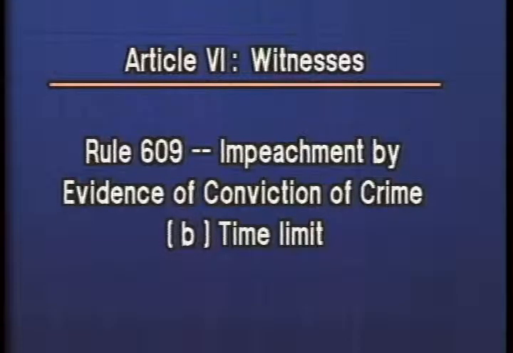Note that there's a 10-year time limit in 609B. A conviction that is over 10 years old, except in certain circumstances, cannot be used for impeachment purposes. The 10-year limit, however, begins to run either from the date of conviction or the date of release from custody, whichever is the later. So don't just arbitrarily look and see when was the person convicted.